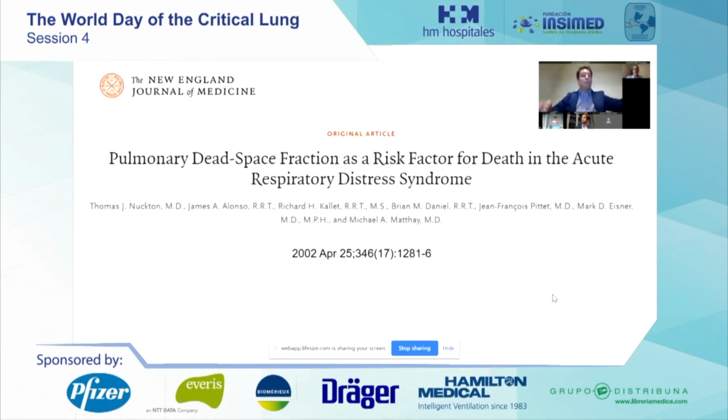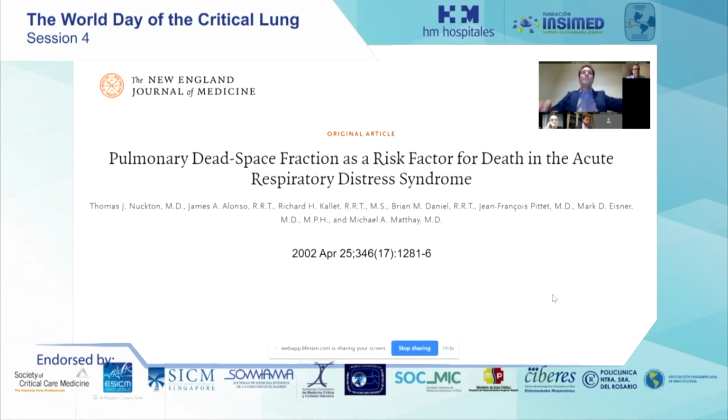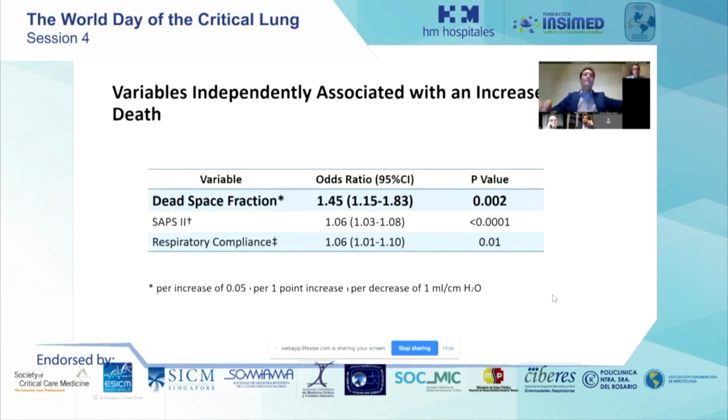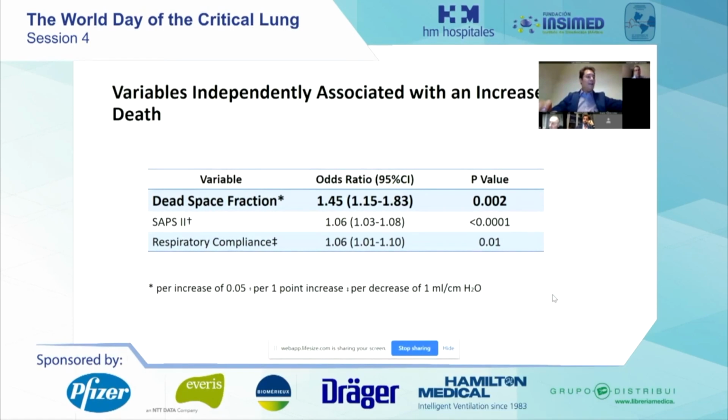Colleagues almost 20 years ago published in this seminal article in the New England Journal of Medicine that high pulmonary dead space is associated with increased risk of death in ARDS patients. They showed that independently, high VT and dead space fraction were an increased risk for death. In this multivariate analysis, pulmonary dead space was an independent predictor for mortality with the highest odds ratio.